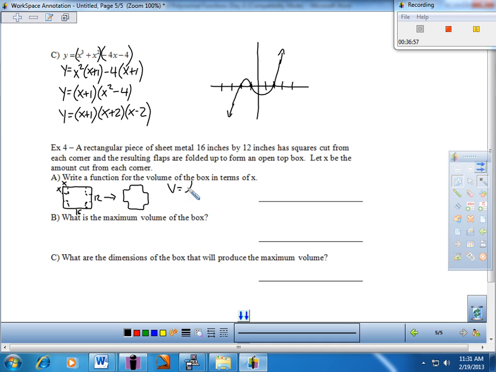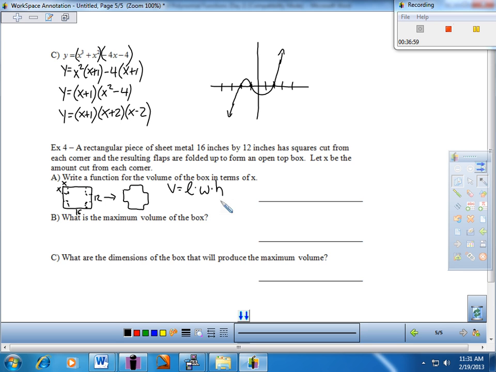So let's go ahead and put volume equals length times width times height. And potentially, again, you've seen this before, where we're able to express all 3 dimensions in terms of x. So let's go through our diagram one time. If you've never seen this before, then I'll go through it nice and slow for you. If you've seen it, you could probably fast forward a touch and write those in and get moving with the next piece.